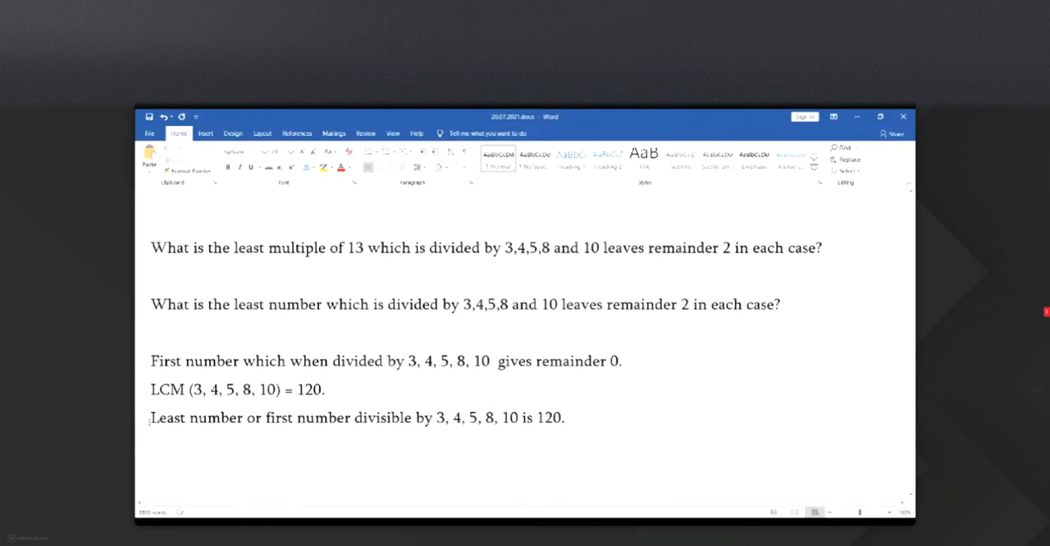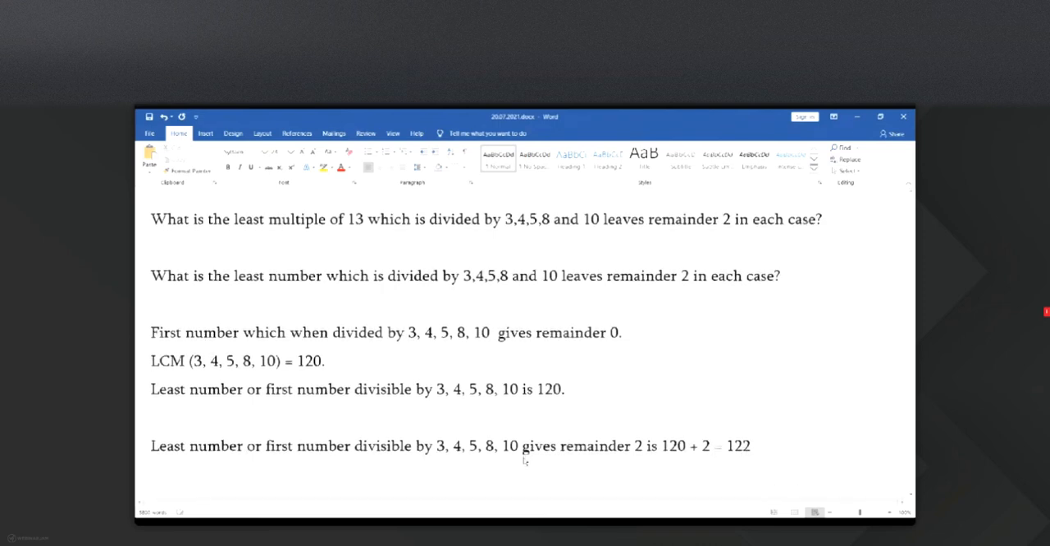So the least number which, when divided by all these, gives remainder 2 is going to be 120 plus 2, which is 122. Okay. So the first number divisible by 3, 4, 5, 8, 10 is this. Now again, this is not the question.